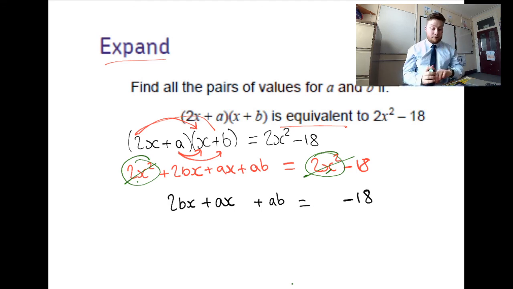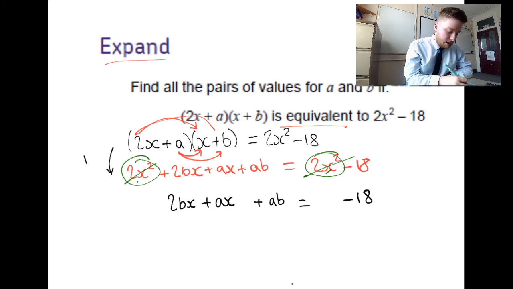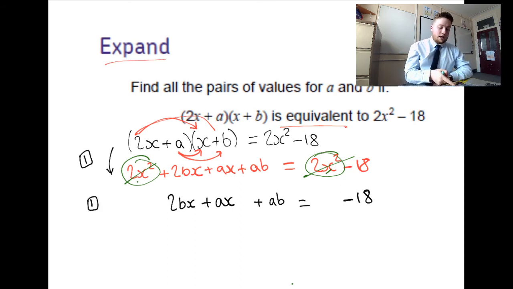Okay, we're getting there. We're making progress. We would have got a mark so far just by doing that. In fact, we probably would have got 2 marks. We'd get a mark from expanding out the brackets, and we would have got another mark from then cancelling that 2x². Okay, so we're doing all right. The next thing we need to do is we're going to compare coefficients.